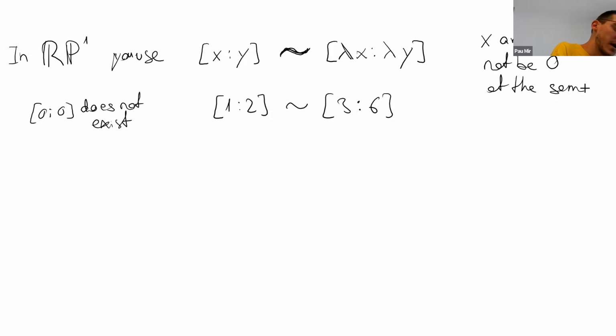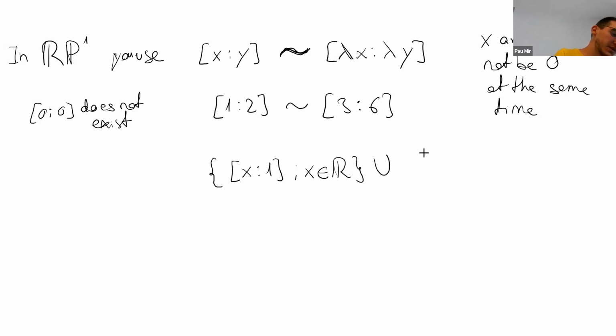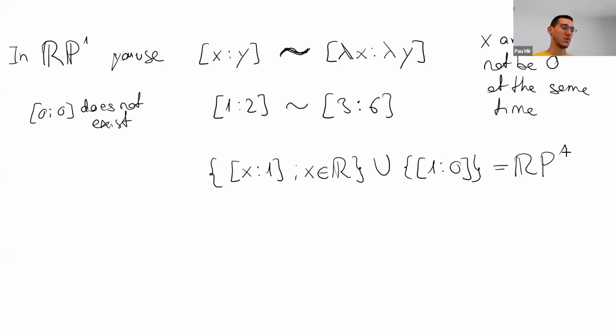And a convention that is commonly used is to consider only this set of coordinates. You consider the points of the form, for instance, x1 for any x in the reals, union this single point, the point 1, 0. This is the complete real projective line. So here you can see that it's a one-dimensional space.